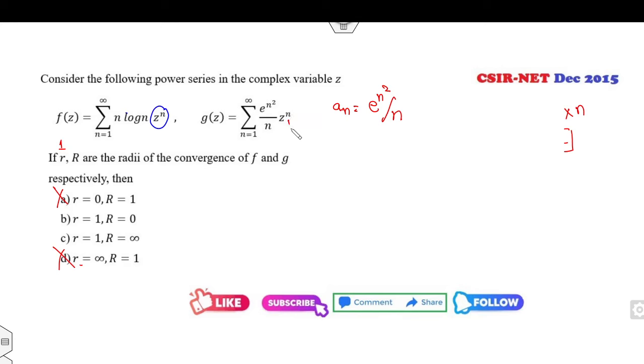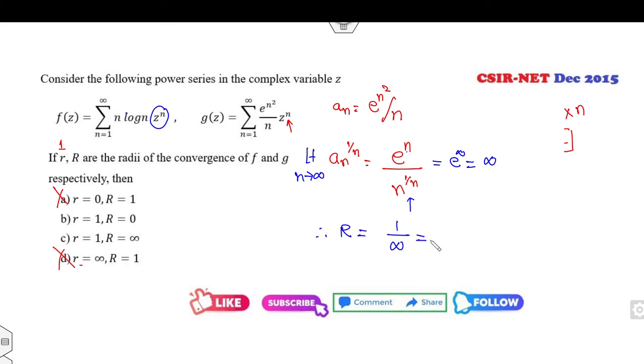Fine. Clearly again it is n. You may use a_n raised to power 1 over n. If you take the limit as n approaches infinity, this value will be 1, and this value will be e raised to power infinity, that is infinity. So what is the radius of convergence? 1 over infinity is 0. So capital R is 0, and small r is 1, which is the correct answer.